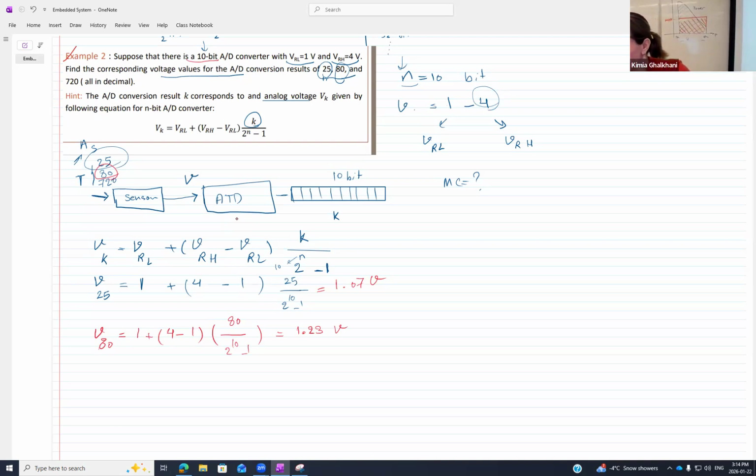So then I leave the 720 answer for you. It's very similar. 720, not 7200. If you solve the same thing, it becomes 3.11 volts.